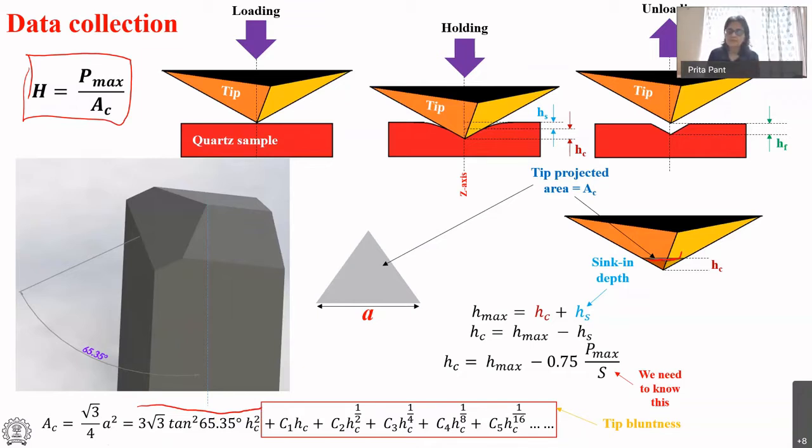I need to bring this in. I need to use these terms because these are correction terms. Because my tip doesn't end in a point, my tip is blunt to start with. And as I use the tip, it keeps getting more and more blunted. So I have to periodically calibrate the tip to account for that tip blunting.